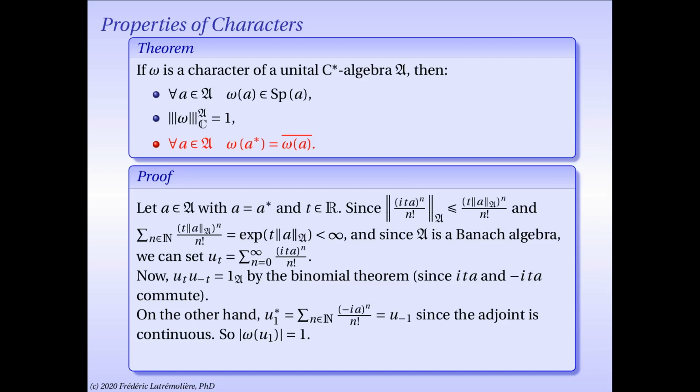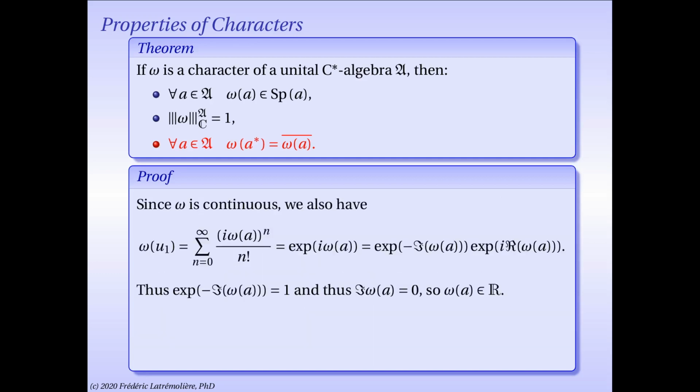And with a little observation we made in the previous step of our proof, it tells me that for my character omega, the modulus of omega of u1 must be equal to 1. We know that. But we can continue. What is omega of u1? Well, omega of u1 can be computed because we have seen in the previous two bullet points in our theorem, which we have now proven, that omega is continuous. So omega of u1 is equal to this series right here. I took the sum out at the level of the partial sum, then take the limit out thanks to continuity. And you get that, well, we recognize this is exponential of i times omega of A.